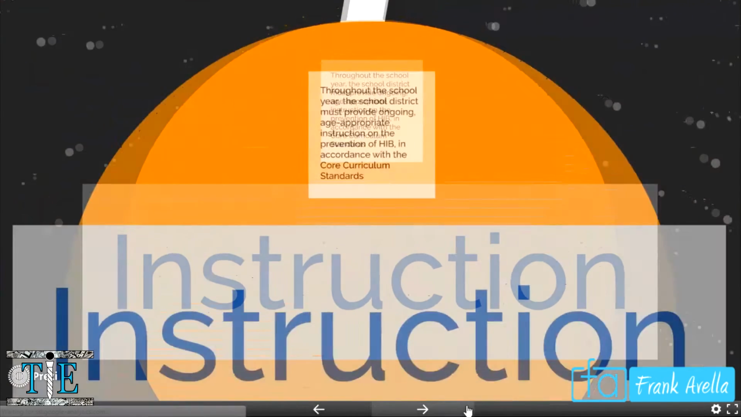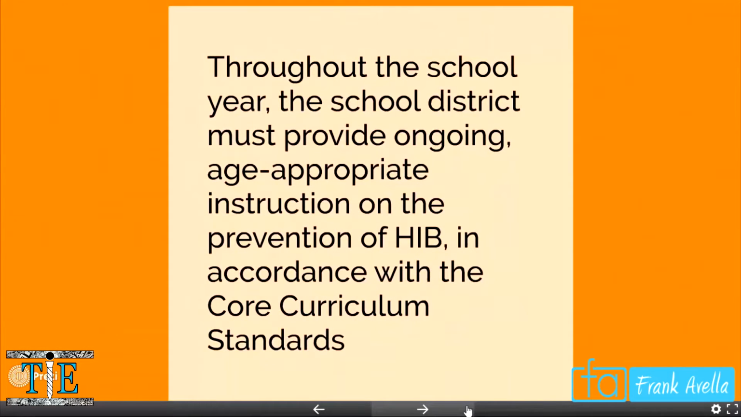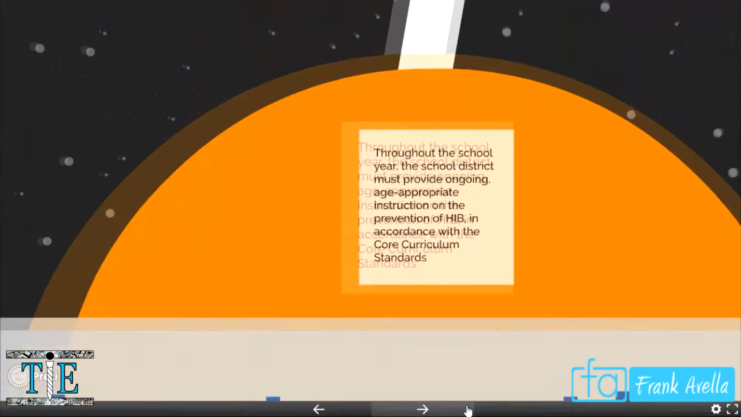Instruction. Throughout the school year, the school district actually must provide instruction on character education and age-appropriate instruction on the prevention of HIB. So you can't just assume students are going to know not to bully. You have to instruct them and teach.